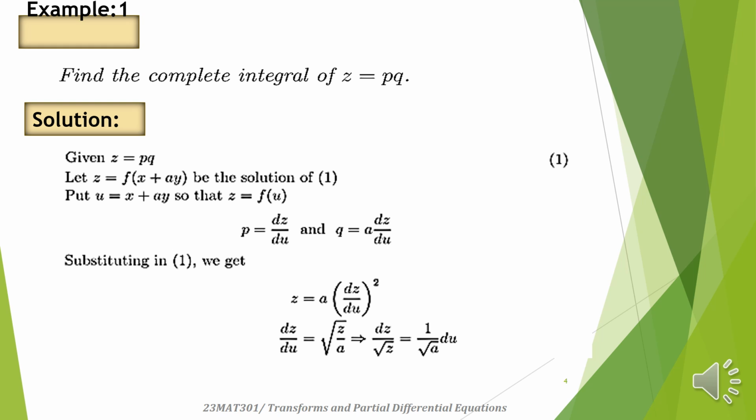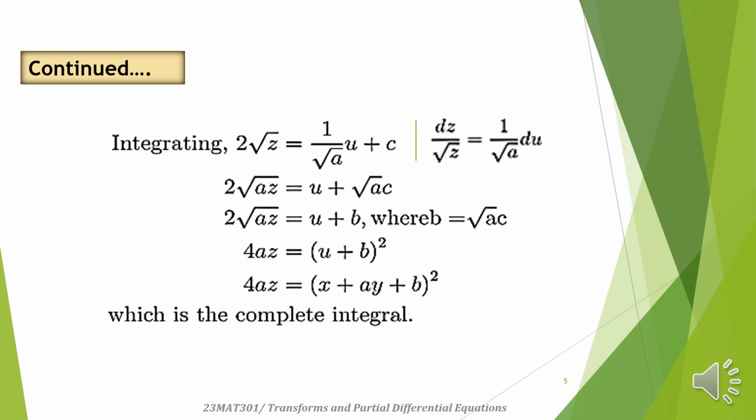So dz divided by root z, can be written as root z divided by root a. Root z is in multiplication there, so when it comes to the left side, it becomes division. So dz by root z is equal to 1 by root a into du. Now you have to integrate it. Integrating 1 by root z, you will get 2 into root z, is equal to 1 by root a, which is a constant. You keep 1 by root a as such, and du can be integrated to give u plus c.